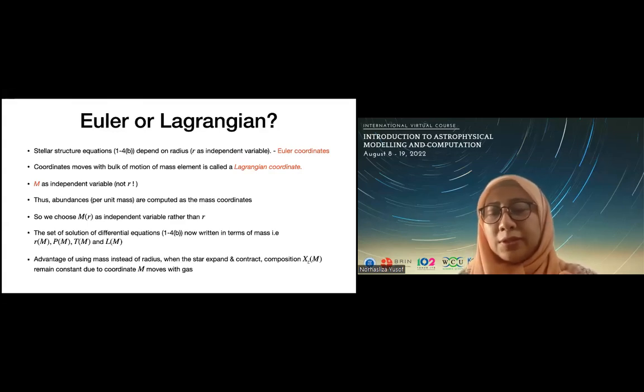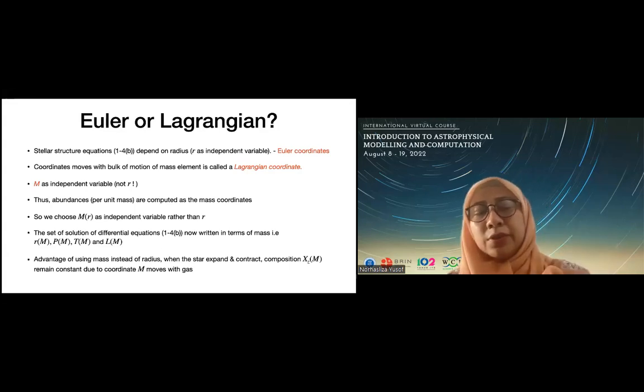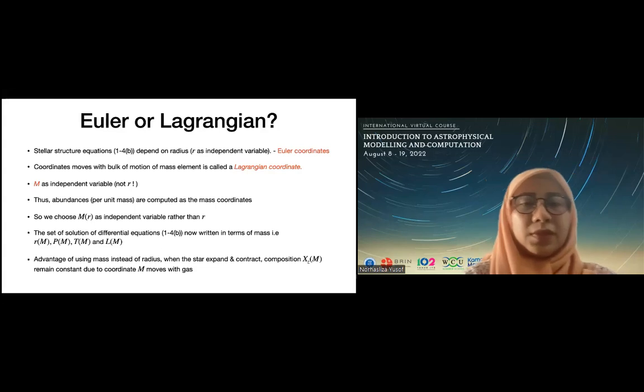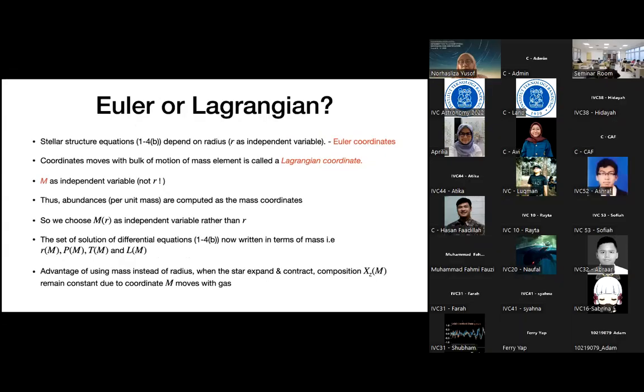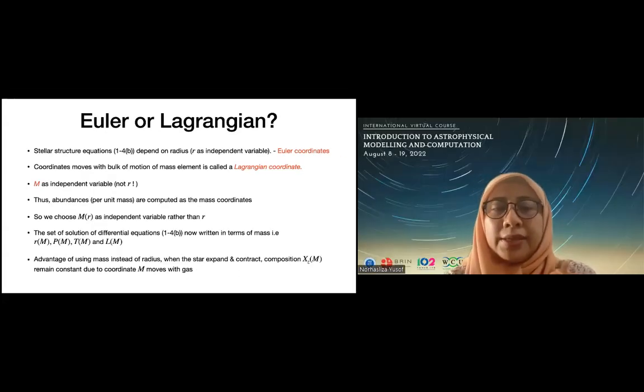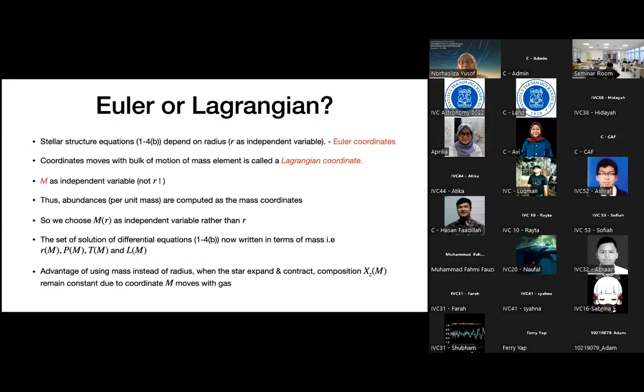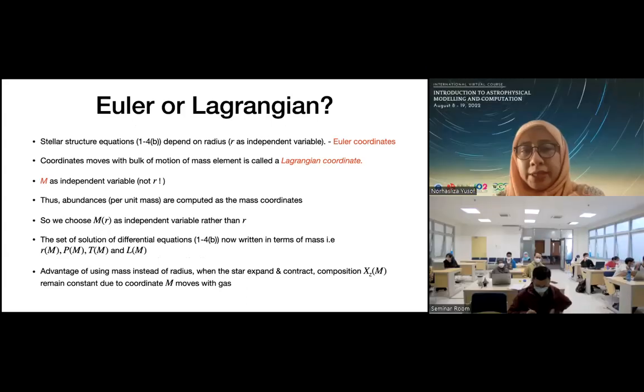So the equation is not that here, it is coming from the epsilon. The epsilon does have its own calculation for that. Okay, so the abundance, or what we call chemical composition, is actually per unit mass. The abundance comes from what we call a fraction of unit mass, and this must be calculated in terms of mass coordinate.